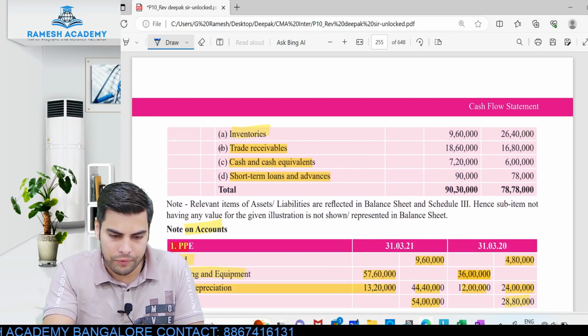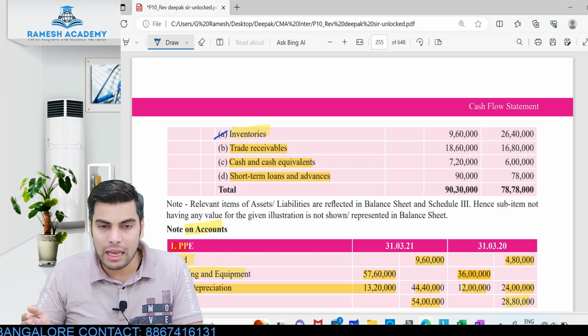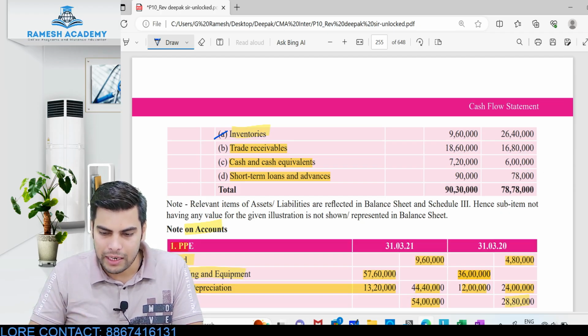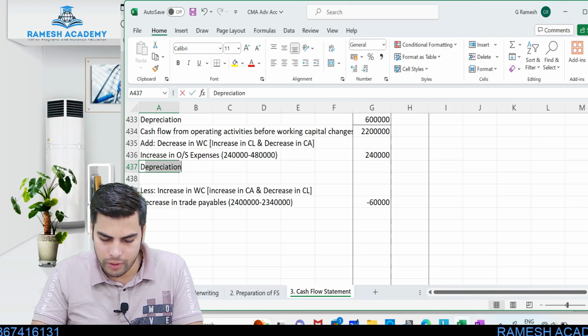So current assets, if you see, we have got inventory. Now what happened to the inventory? Inventory from 26 lakh 40,000 has become 9 lakh 60,000. It is reduced, so decrease in inventory. Where will I show it? Decrease in the current asset, I'll be showing it over here.